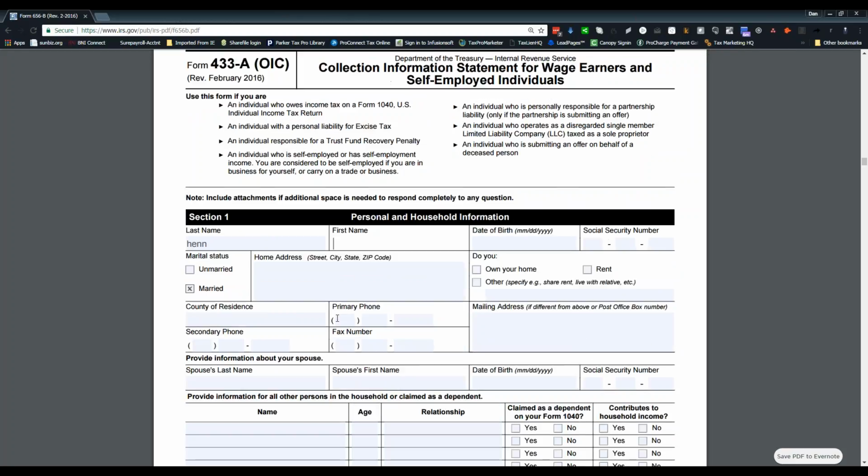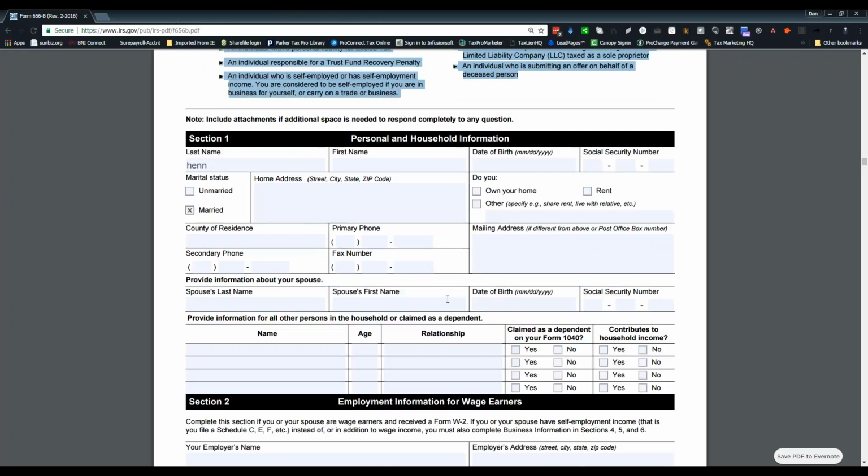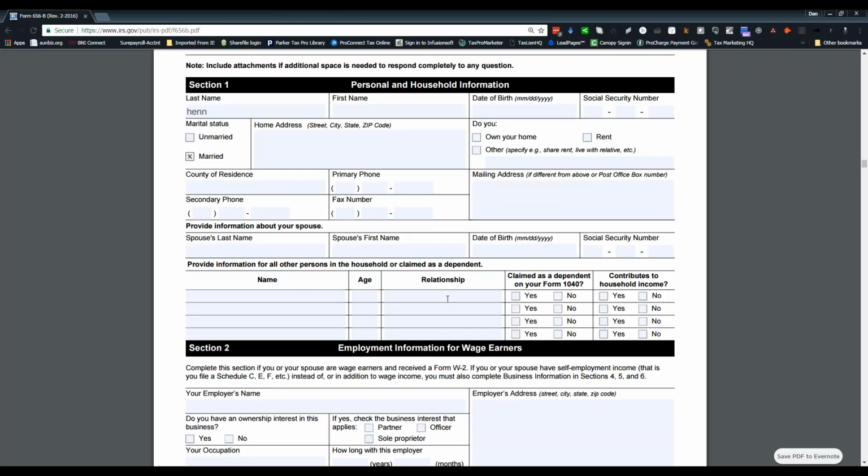If you have not ever used these forms, please make sure that you read the instructions. Take the time to read all of this information, especially at the end where there are the signatures and all that information available. So this is Form 433A. Again, it's part of the 656-B packet, the Offer and Compromise booklet, as it's called.